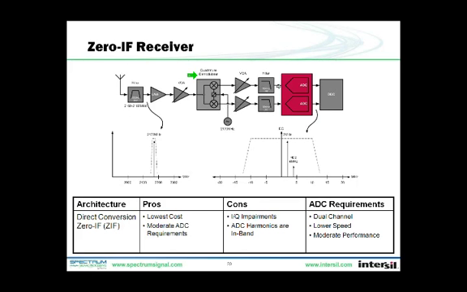You need two channels of analog to digital conversion, and they usually sample at a rate of about 4 times the signal bandwidth, or about twice the minimum Nyquist sample rate. Linearity requirements for the ADC in the ZIF receiver are typically high, as harmonics, just like the previous example, fall in your band of interest.